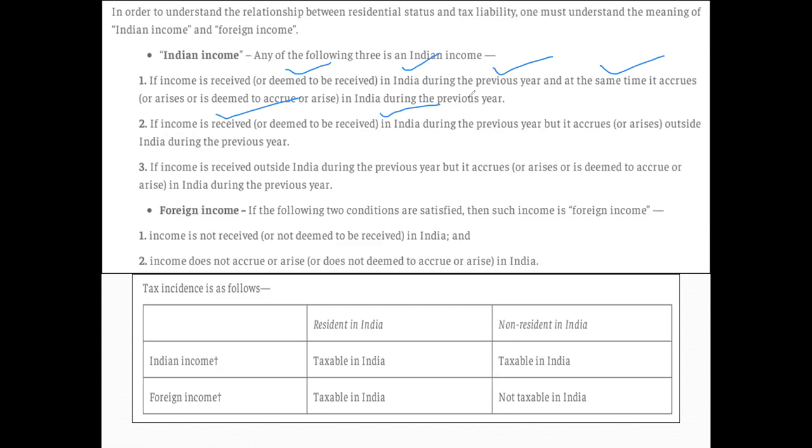Is it clear? So, my salary. I am working here only. I am receiving salary from the government in India only. My salary is received here only, and it accrued here also, because the work happens here. That is Indian income. Second, the income is received in India in the previous year, but the work is outside of India.